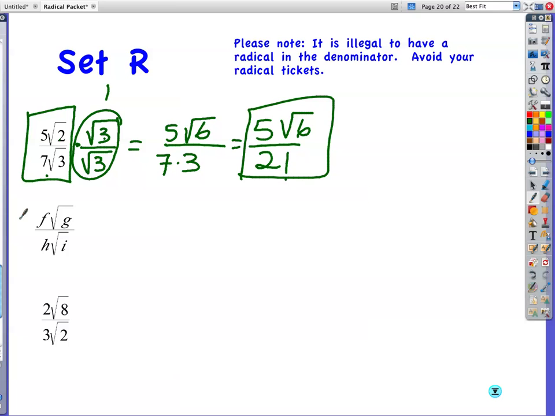Okay, moving on. Let's look at some variables here. I've got to take both the top and the bottom times its denominator. So square root h and a square root h on the top and the bottom.